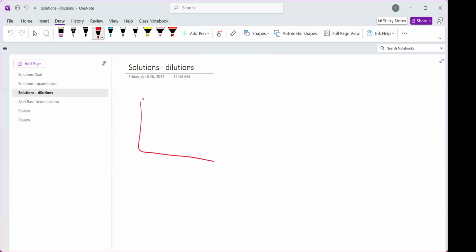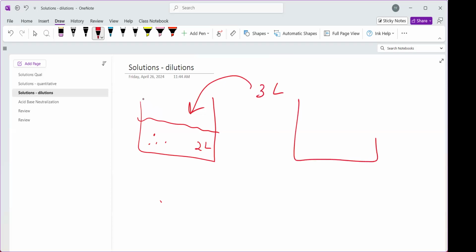Okay, if we have a 2-liter solution and we have 4 molecules of something, let's say 4 molecules of sugar, and we add 3 liters to that, so we end up with 5 liters. How many molecules of sugar do we have after we throw in 3 extra liters of water? 4, right? We haven't put any extra sugar in. Sugar stayed the same. The only thing that changed is the water. So now we have 4 sugars.